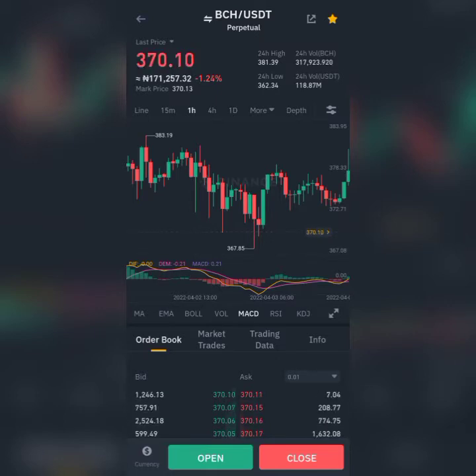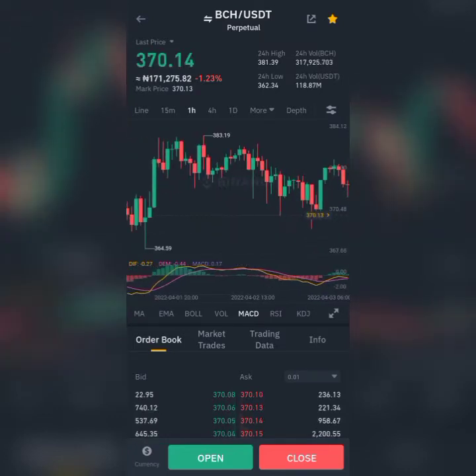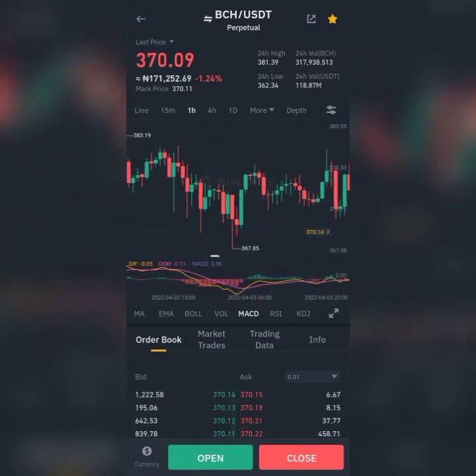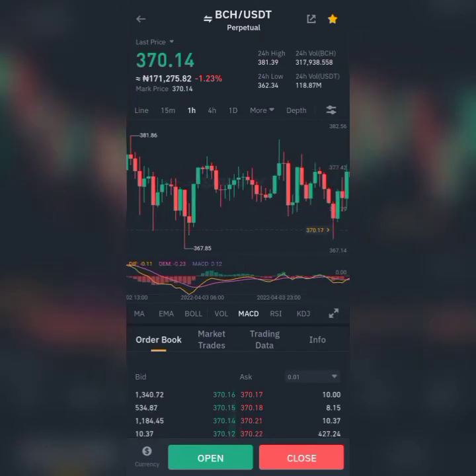Now apart from using the signal line and the MA line, the histogram is also there to support you. Above the zero line of the histogram, you find out that the bars will be green in color, which indicates a bullish movement. Then below it, the color you see there will be red, which indicates a bearish movement.